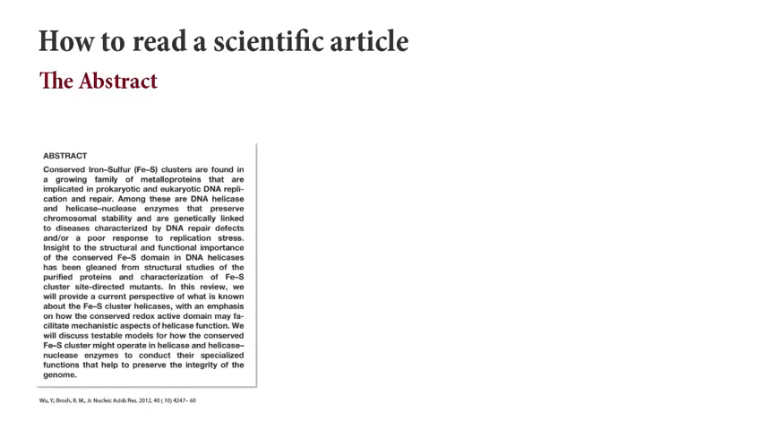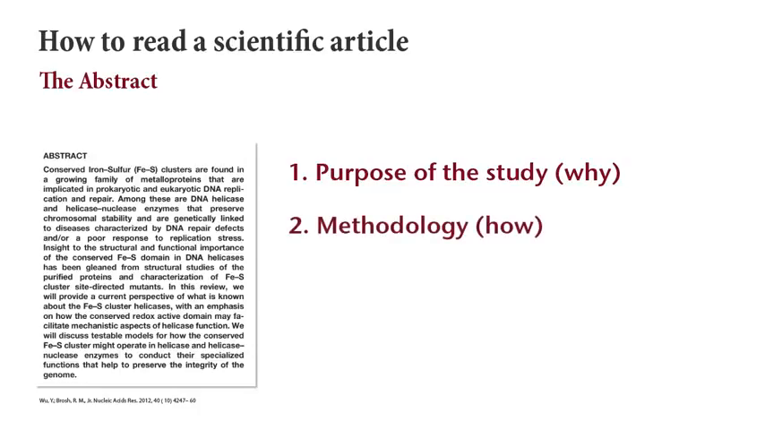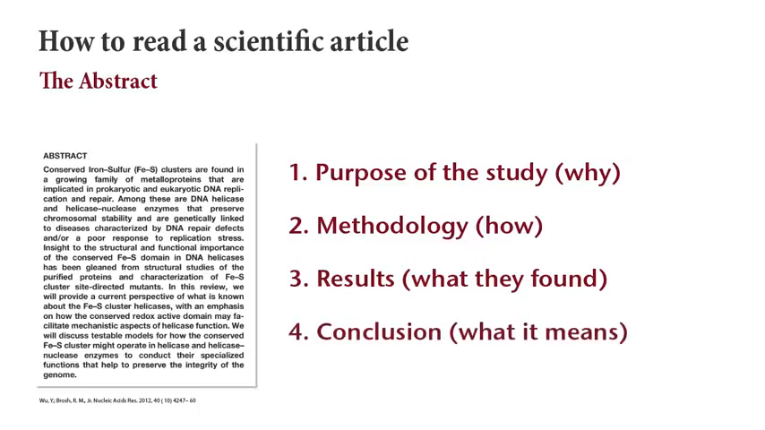Abstracts usually contain 4 kinds of information: the purpose or rationale of the study, why they did it; the methodology, how they did it; results, what they found; and the conclusion, what it means. After reading the abstract, ask yourself, is this article worth reading, or should I move on to another one?